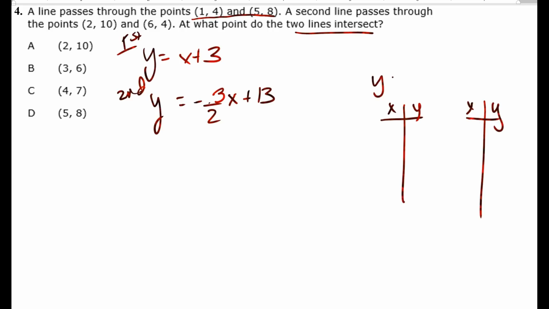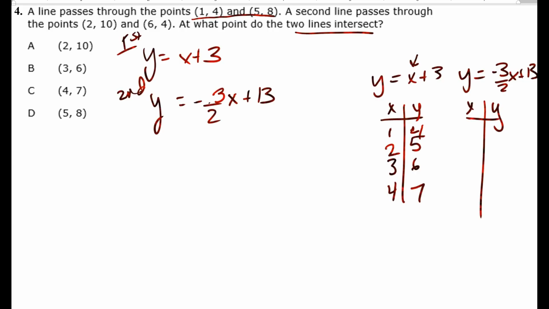So we said that y is equal to x plus 3, and then we came over here and said y is equal to negative 3/2 x plus 13, and then we made a table. When x is 1, 1 plus 3 is 4. When x is 2, 2 plus 3 is 5. When x is 3, 3 plus 3 is 6. When x is 4, 4 plus 3 is 7. And when x is 5, 5 plus 3 is 8.